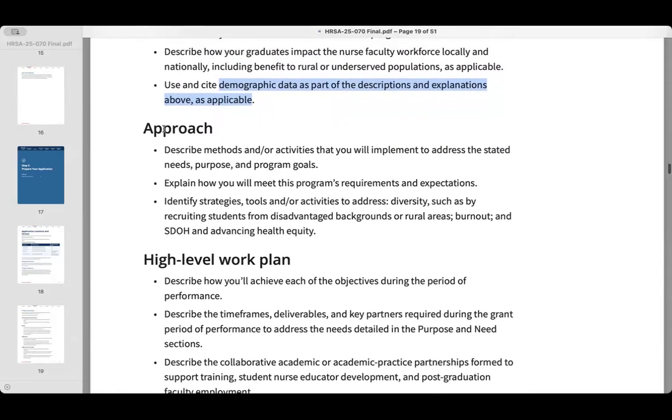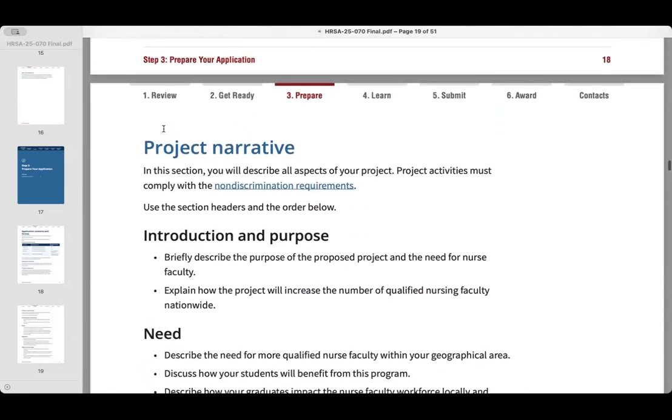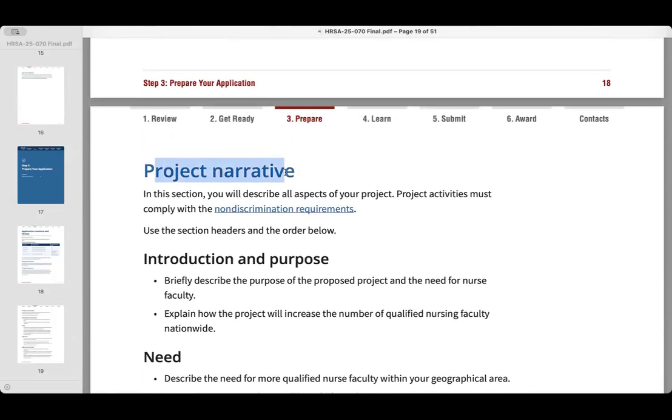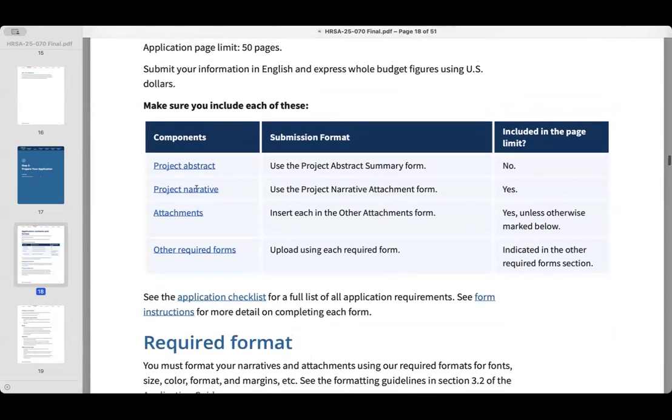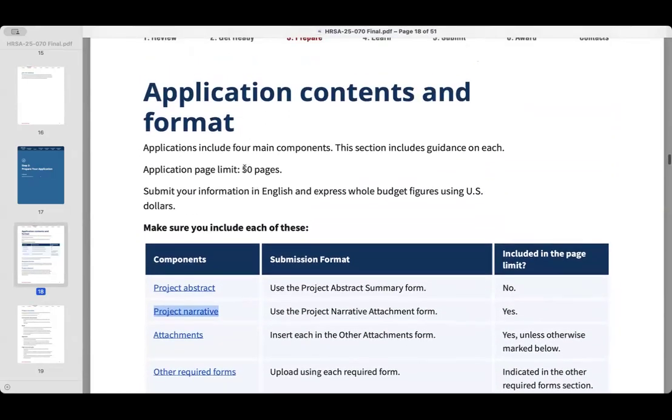All right, the approach. We're going to jump back a little bit and ask, what's the project narrative? We see here there is an overall page limit. Before we go any further, remember the overall limit is 50. When you're including tables and figures, you can use a lot of that room. It's not required to be 50 pages; I think the shortest one that I saw was around 20.